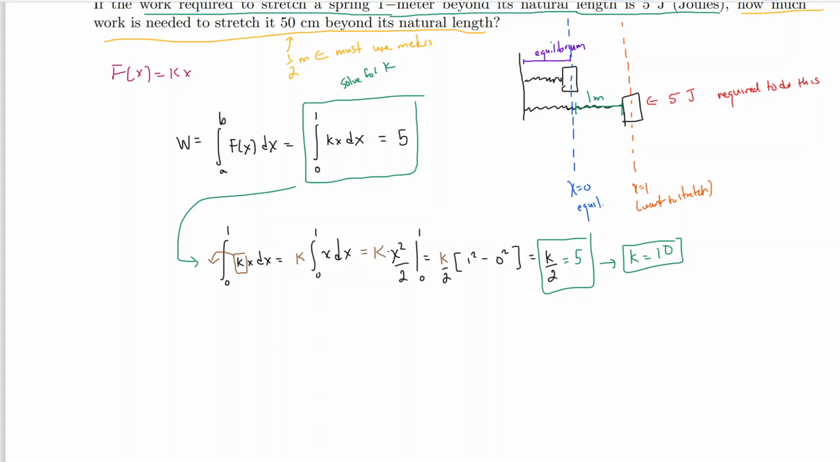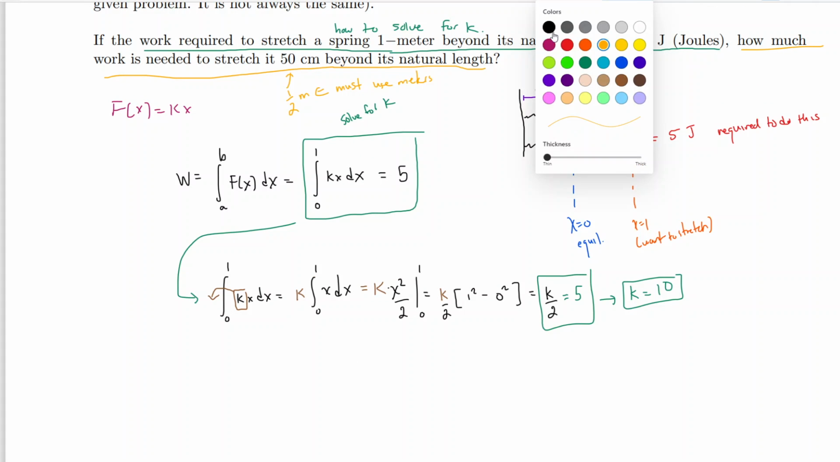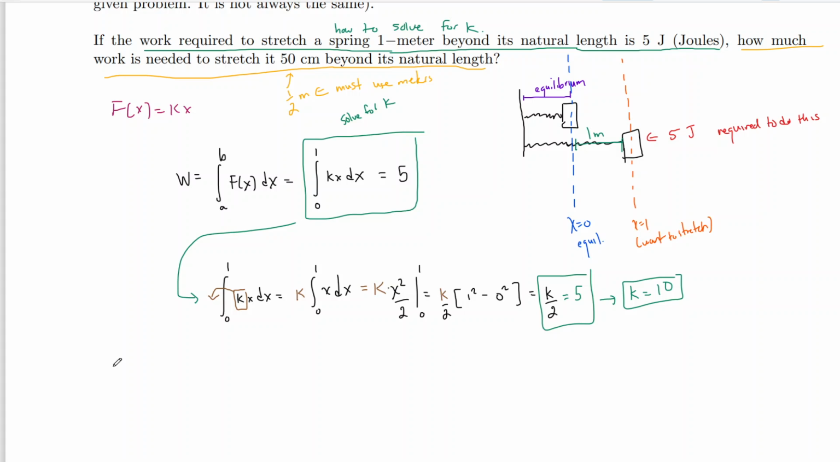Well, how would you set up this problem? In order to find the work for our answer here, we want to set up an integral again, because work is computed by integrating the force function. But the force function here, it's k times x, but we figured out k is 10. So we got 10x dx. And we only want to stretch it 1/2 a meter beyond its natural length. So we want to integrate from 0 to 0.5, or 1/2.